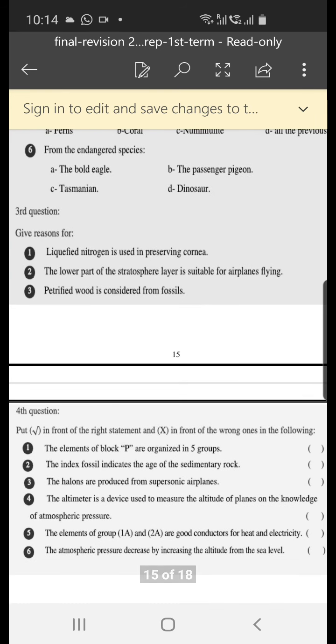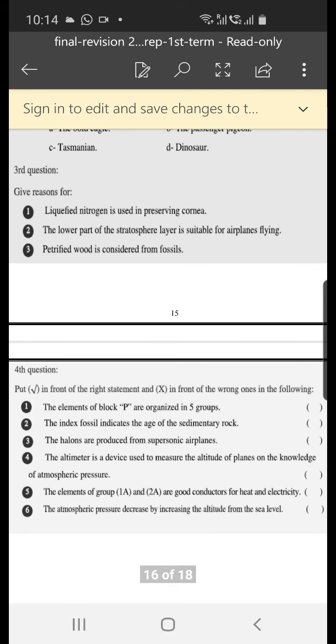Question 3, give reason. Liquefied nitrogen is used for preserving the cornea. Because it has a very low boiling point, minus 196 Celsius degrees, 196 below zero. So this very cold temperature helps in preserving the cornea. Number 2, the lower part of the stratosphere layer is suitable for flying of aeroplanes. The answer is because it has no disturbances, no clouds, and the air moves horizontally.